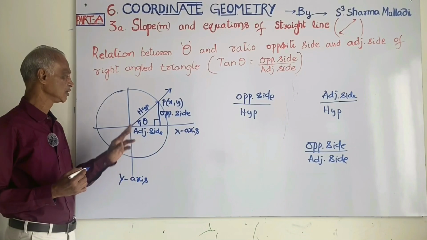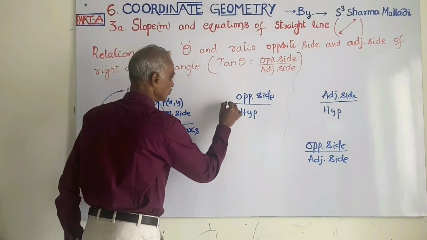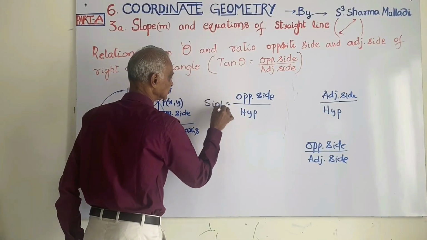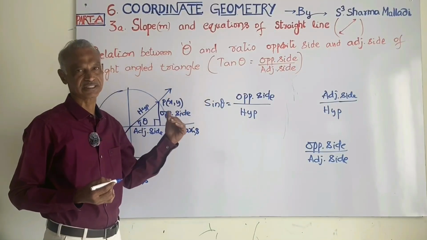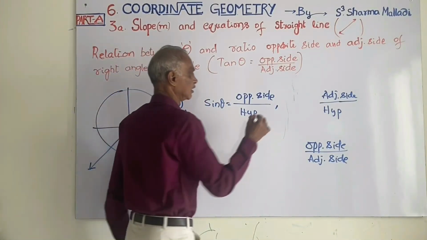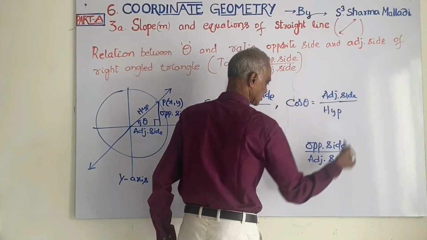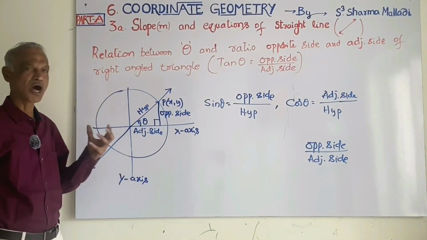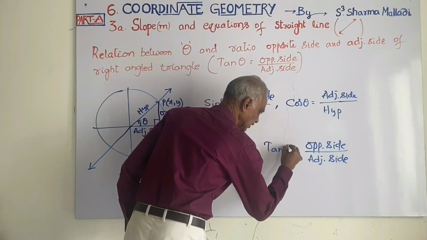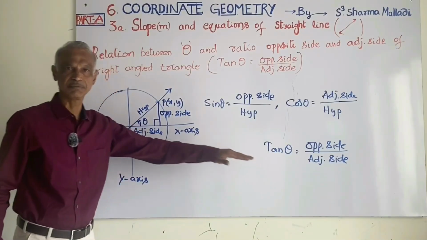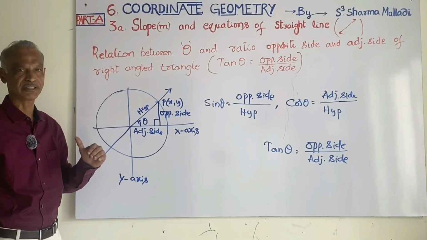Next, we have a relation between theta and the ratios of the sides. Opposite side by hypotenuse will be sin theta. Another ratio, hypotenuse by opposite side, will be cosec theta. Next, cos theta is equal to adjacent side by hypotenuse. Now opposite side by adjacent side, that is very important, is represented by tan theta, and adjacent side by opposite side will be cot theta.